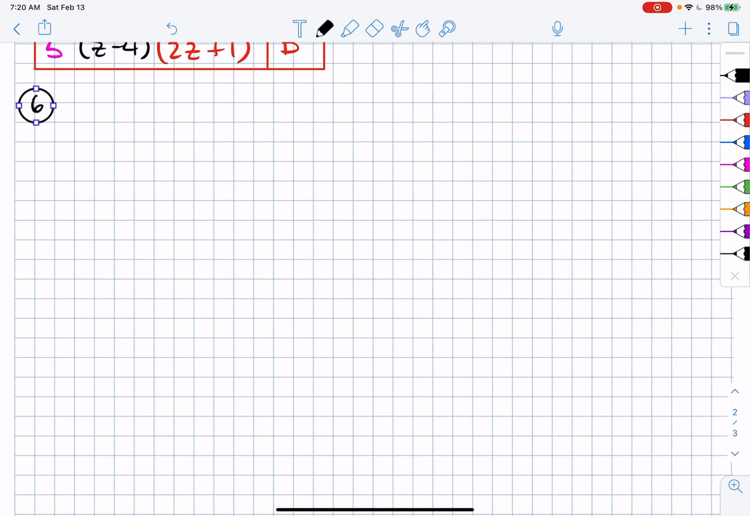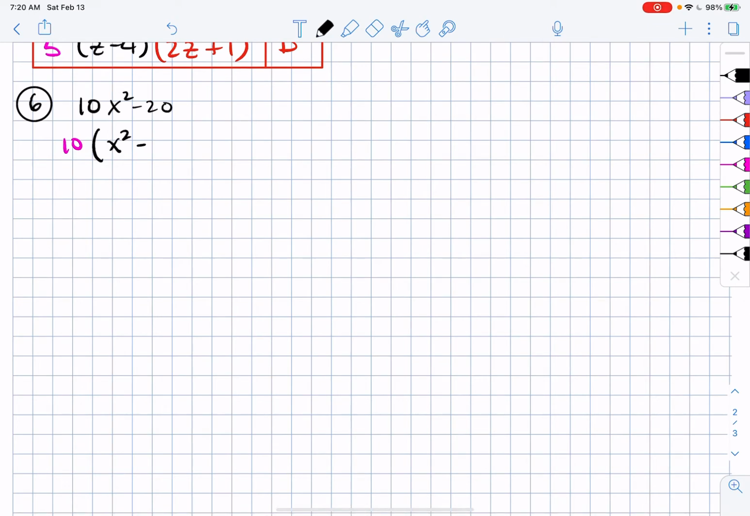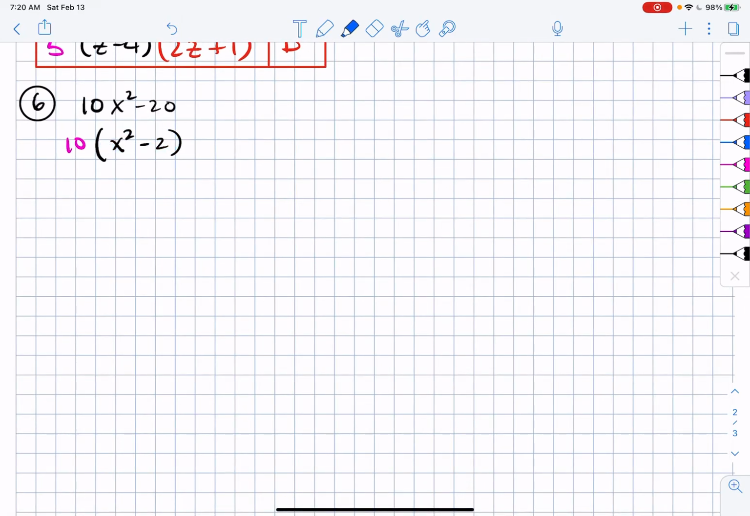Okay, number 6. Same thing. Factor the polynomial. I got 10x squared minus 20. I have a GCF here of a 10. If I pull a 10 out, what do I have? I got x squared minus 2. So what I have left right here is a binomial. So I ask myself, is it the difference of two perfect squares? That's a perfect square, but that is not, right? So therefore, I am done. I cannot do any more of it. So therefore, that is my answer. And that is choice A.